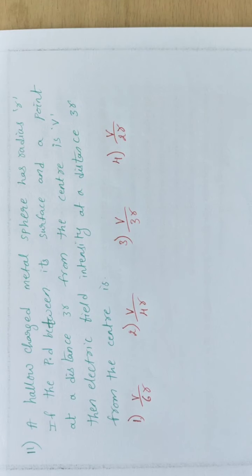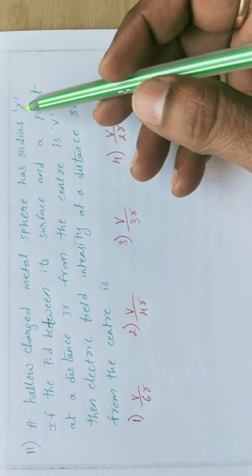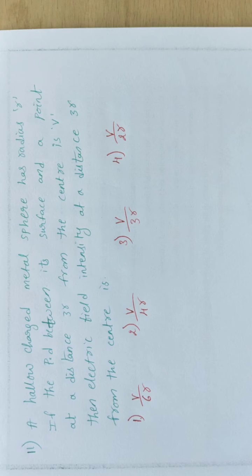Okay students, now we will go for one more problem. This is actually the 11th problem in our material. How the problem is given, once I am revising: the hollow charged metal sphere has a radius small r, with the potential difference between its surface and a point at a distance 3r from the center being V. Then the electric field intensity at a distance 3r from the center is.